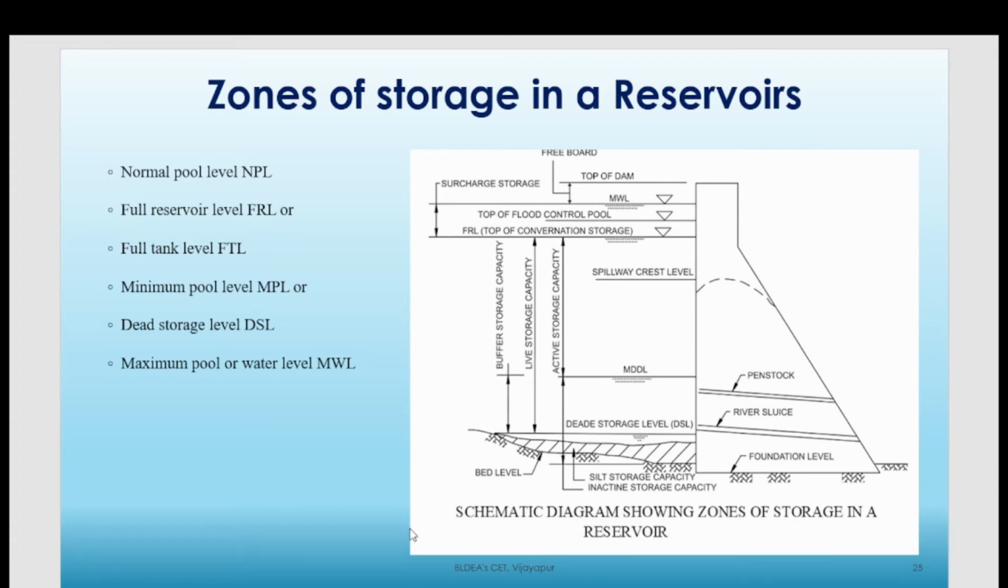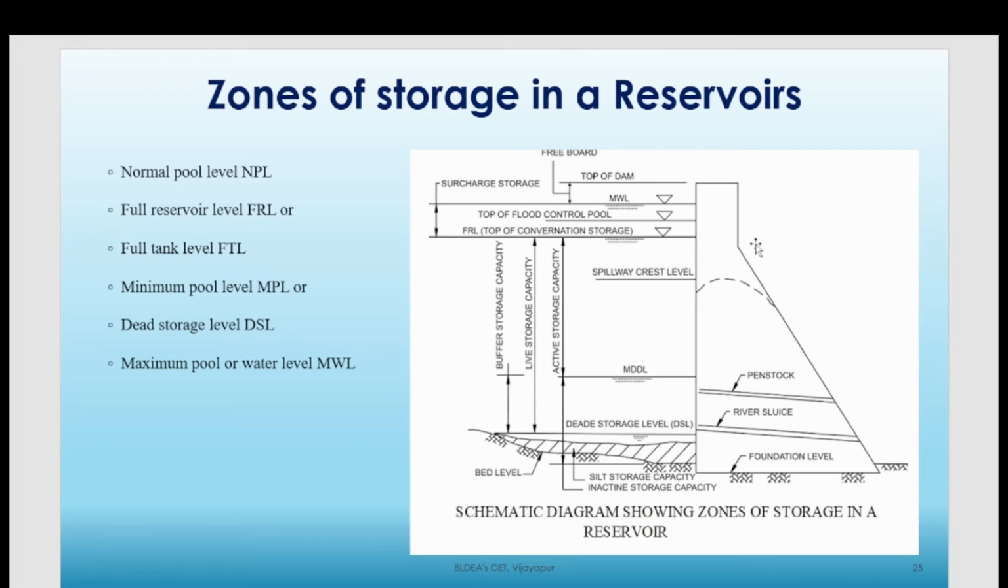There is a level between the top of the dam and MWL. This level we will call freeboard. Freeboard is basically, in any worst situation, even if the worst flood has happened, this portion has to always remain free of water. That's why it is called freeboard. Maximum water level means the maximum level the water can reach. That's why it is called maximum water level.